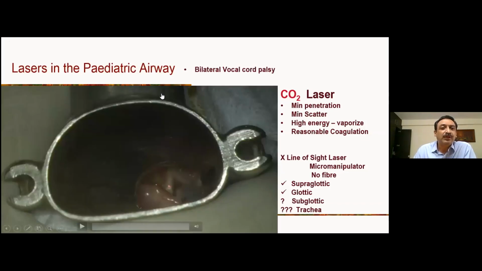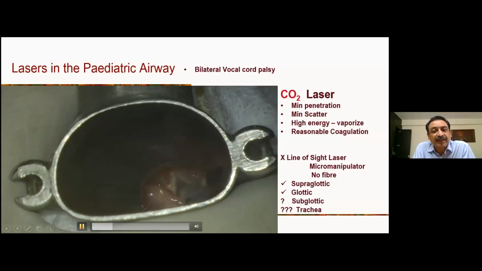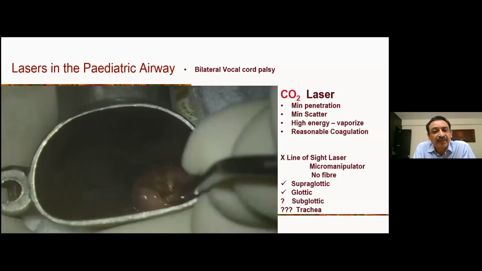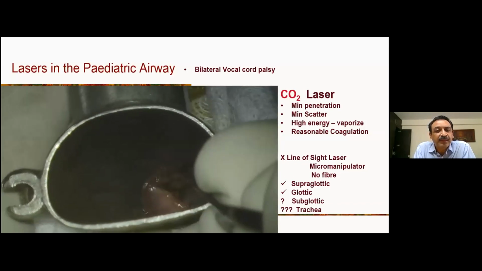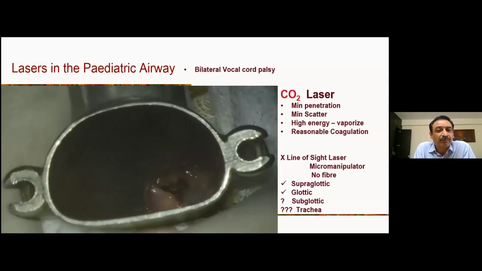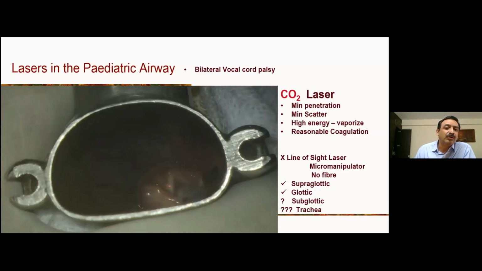So now let's go down to what we use it in the pediatric airway, and certainly what we use it most for is the bilateral vocal cord palsy, as I said, glottis and supraglottic lesions. So you use it for bilateral cord palsy. And what we're doing here is doing a Kashima or a cordotomy operation where the false cord's been cut. And after the false cord's been cut, then you go on to doing the true cord.